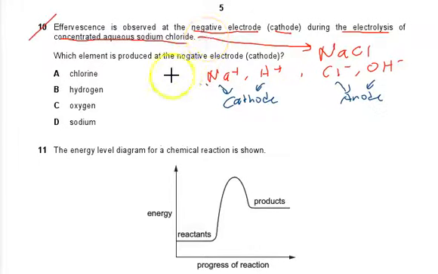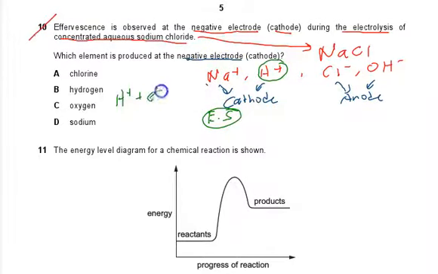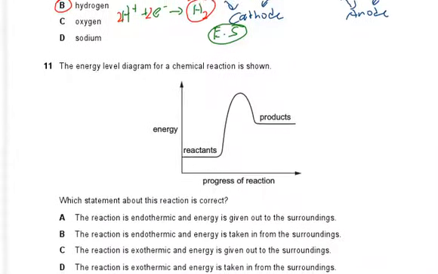Okay, so what happened at the negative electrode, which is the cathode? If you look at the electrochemical series, the hydrogen is the lowest compared to the sodium. So it accepts electrons at the cathode and will form hydrogen atoms, and eventually it will combine with another hydrogen to form hydrogen gas. So here we have hydrogen. Okay, so this is for number 10. Now let us look at number 11.